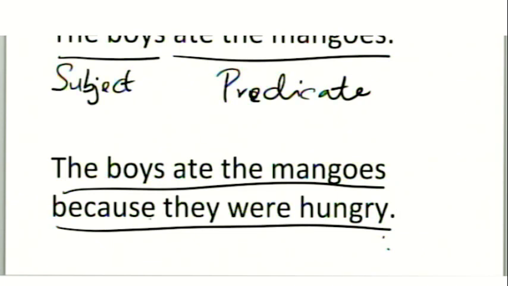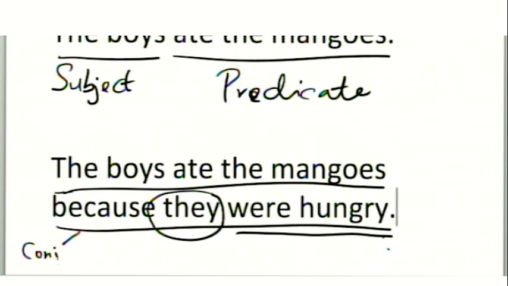Why is the second part a clause? We said a clause has a subject and a predicate. The first one is clear. We know the subject and the predicate. What is the subject in the second clause? They. And its predicate is were hungry. So you see in this sentence, we have two clauses. The boys ate the mangoes. They were hungry. And this is joined by a conjunction. In Year 1, you learned subordinating conjunctions. It is joined by a subordinating conjunction, because. So this is a conjunction.